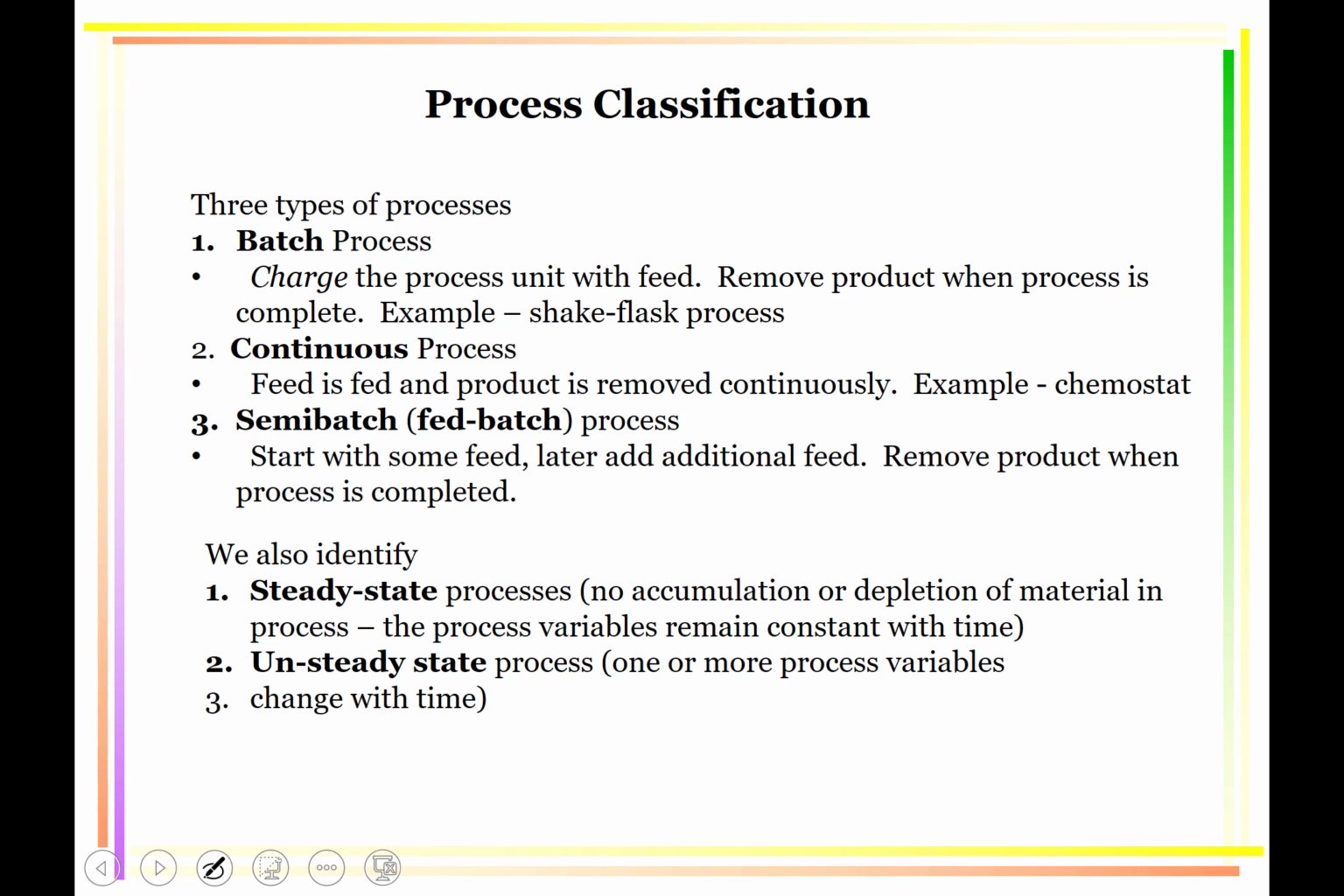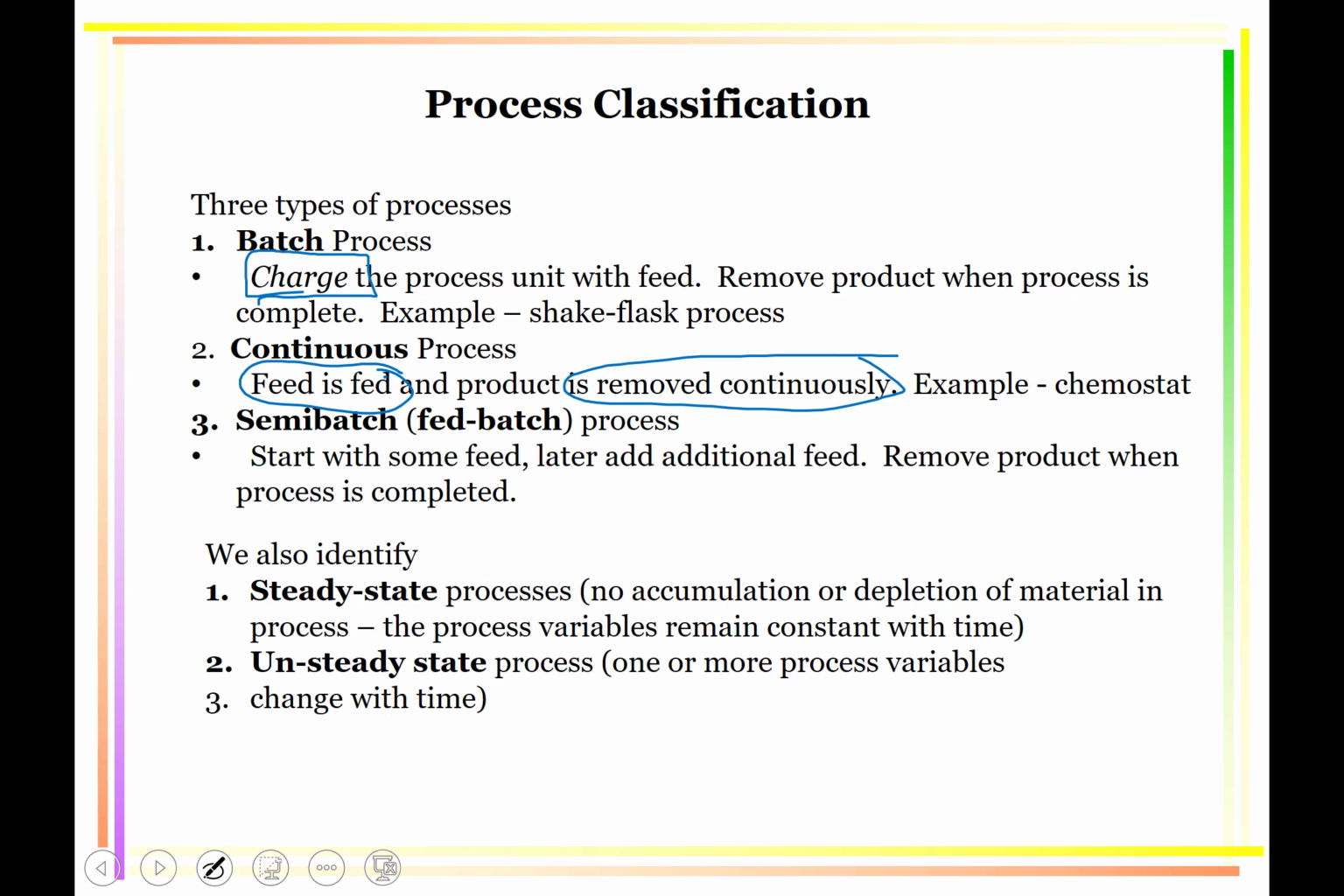So the first thing we want to talk about is the different types of processes. There's 3 different types of processes. There's a batch process. In a batch process, you charge the process unit with the feed. So it's put in one lump. And after a period of time, the process is complete and you take it out. There are a number of batch processes in real life. A continuous process, on the other hand, you feed in steadily the feed and you remove the product continuously.